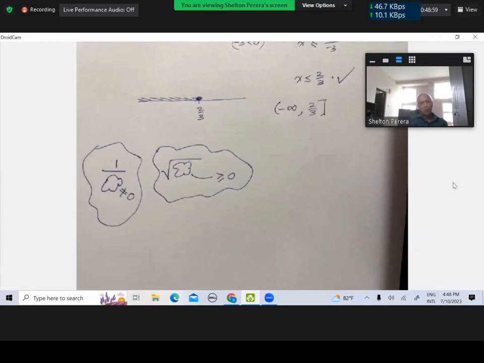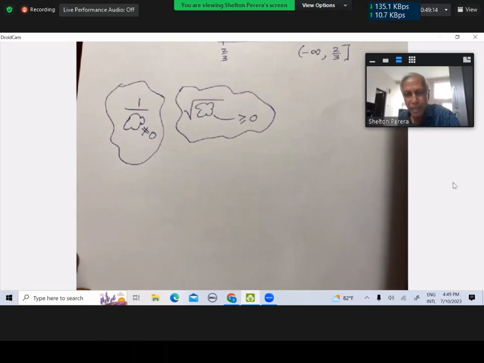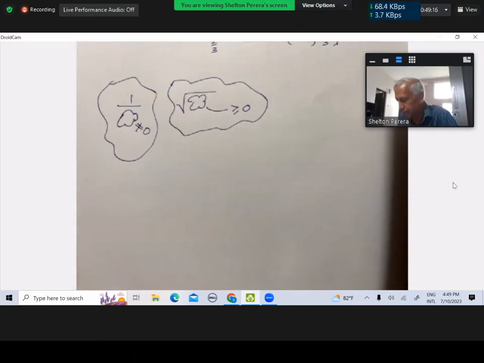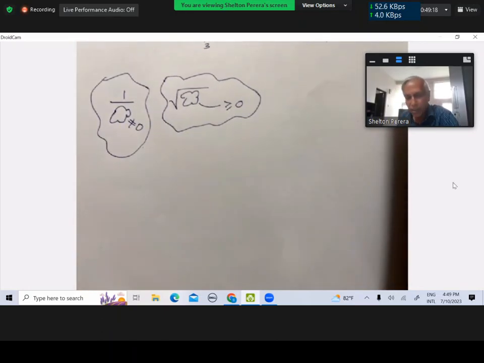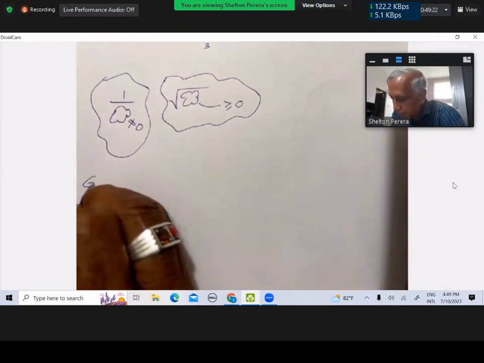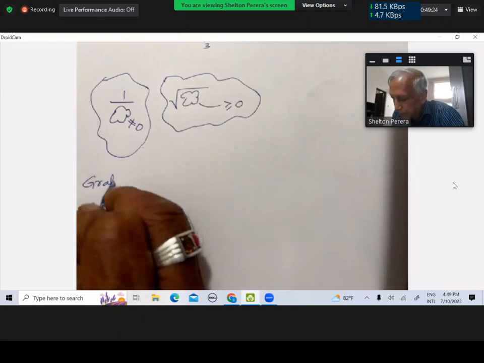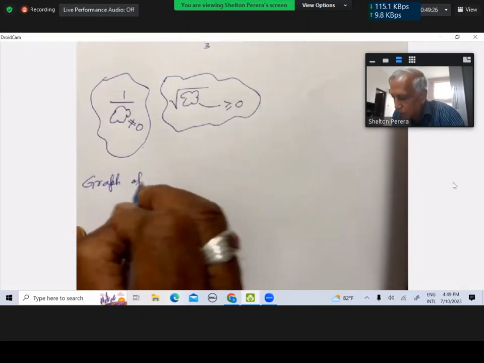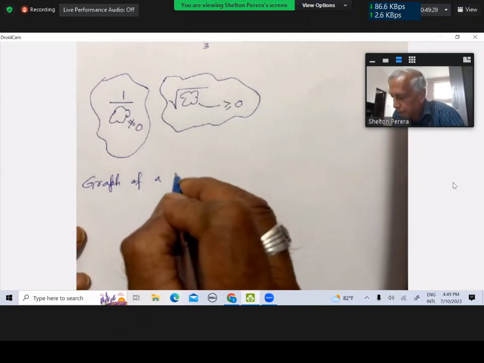Now, so domain, set of all allowed inputs. Next we go to another concept, graph of a function. The title of the section is functions and their graphs. Graph of a function.